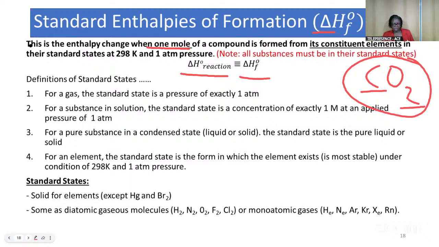For a pure substance in a condensed state, be it liquid or solid, the standard state is the pure liquid or pure solid. And for an element, the standard state is the form in which it is most stable under the condition of 298 Kelvin and 1 atmospheric pressure. So standard states must be clearly understood, and I want you to take your time to go through all of this.